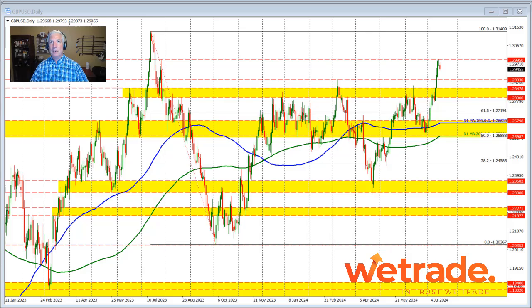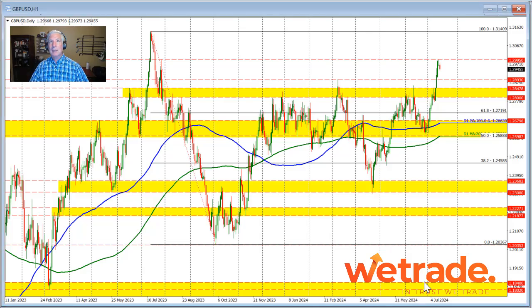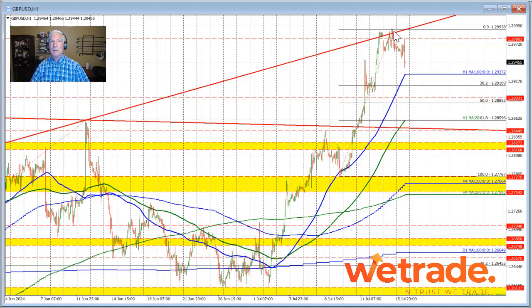It kept the sellers in play and made the buyers a little bit hesitant. Taking a look at the hourly chart, you can see how the price fell off of that level in trading yesterday and closed down lower. We did move to the downside and then back up.